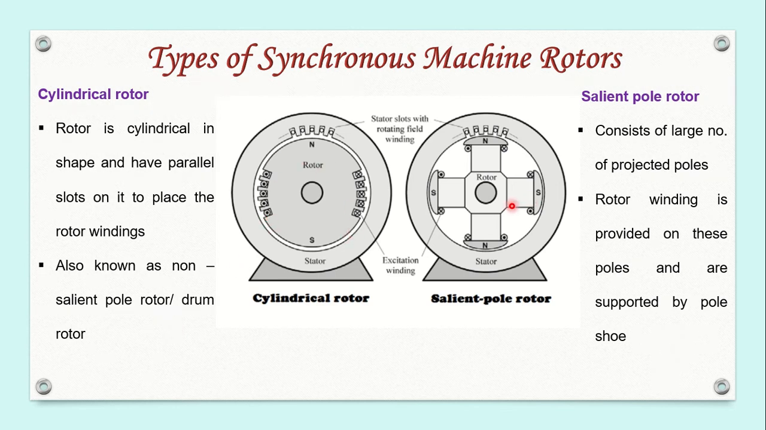The next one is the salient pole machine. The term salient pole denotes projecting poles. Salient pole means poles projecting outwards. So it consists of a large number of projected poles, and here the rotor windings are provided over these poles. The rotor windings are wound over these projecting poles, and the windings are supported by the pole shoes. So these pole shoes support the field windings.